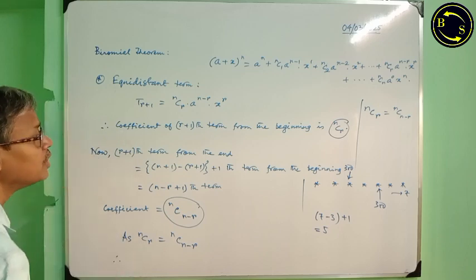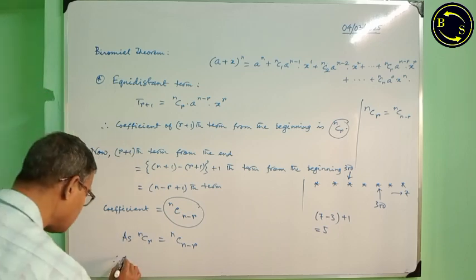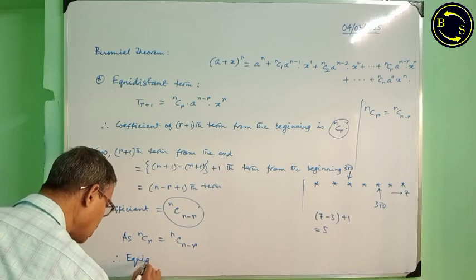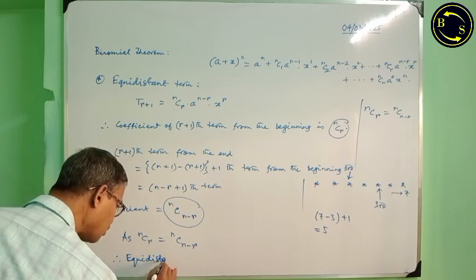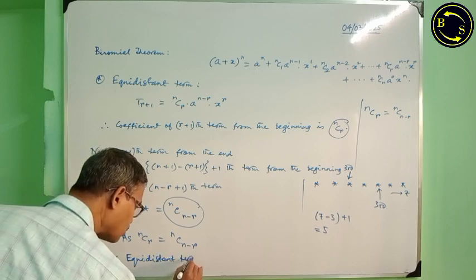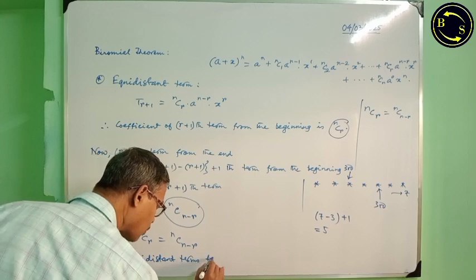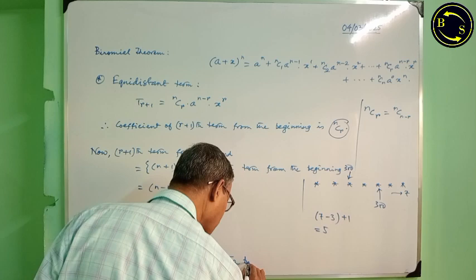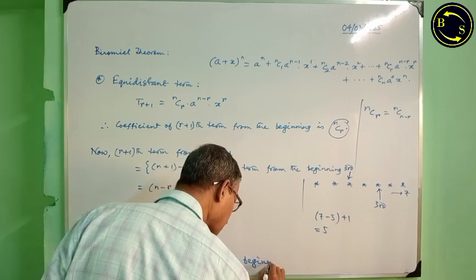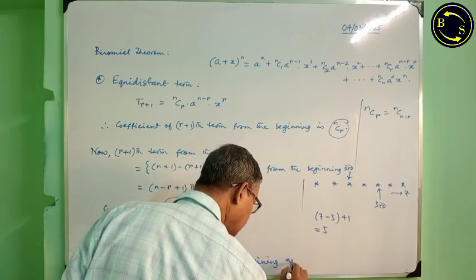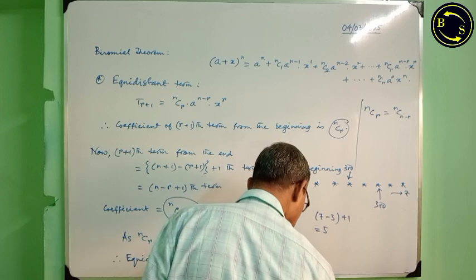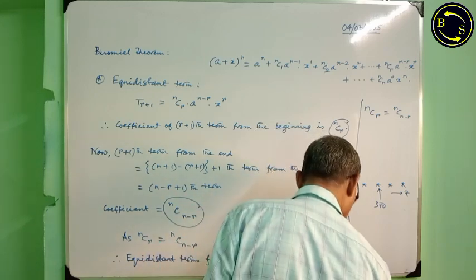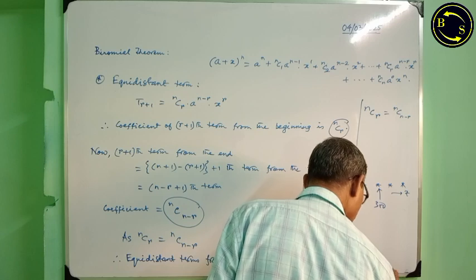therefore, we can conclude equidistant terms from the beginning and the end are equal.